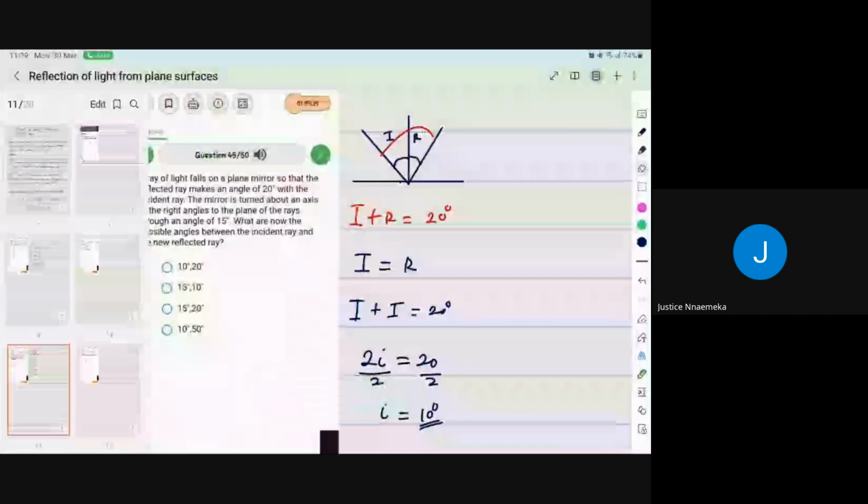Paul, now your idea of clockwise and anti-clockwise is very good. But I think the best thing we can do is this: it is possible that the angle after the rotation can either increase or decrease. Is that okay, guys? So everybody, you guys are on point.